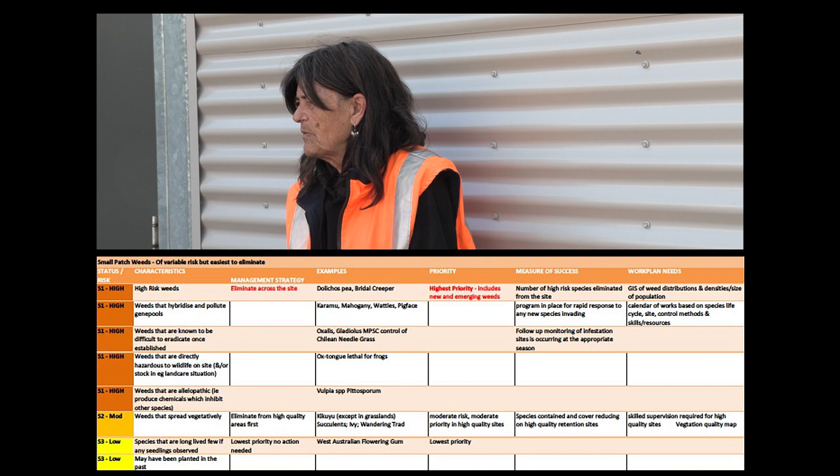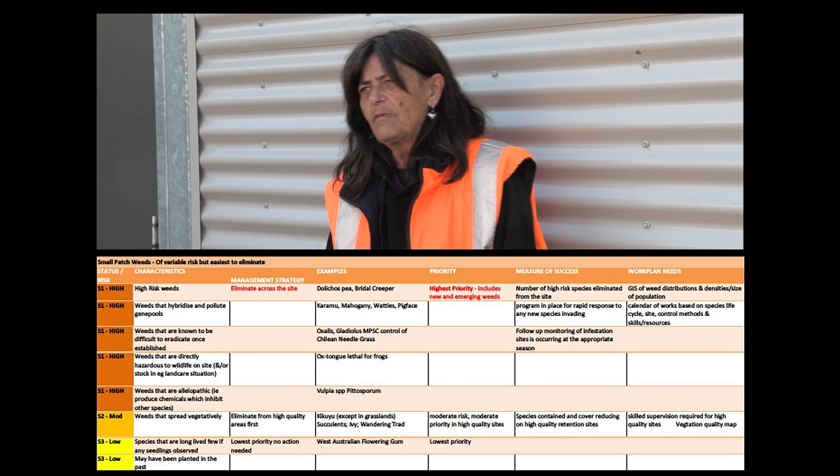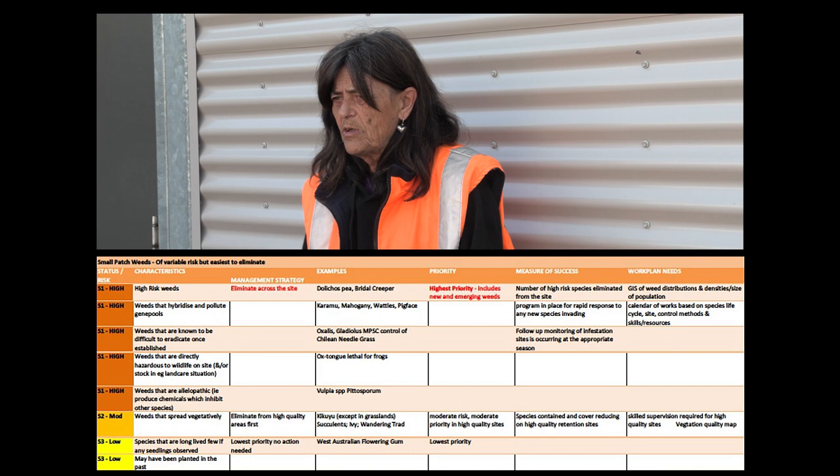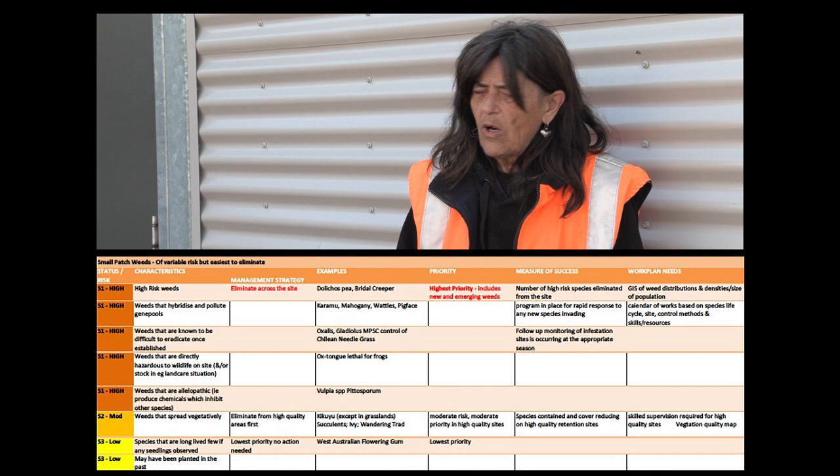So before they did a fire in the Balcombe area, I advised getting rid of all the mahoganies two years beforehand, so that when they did the fire, hopefully what came up was manna gums, but they didn't.